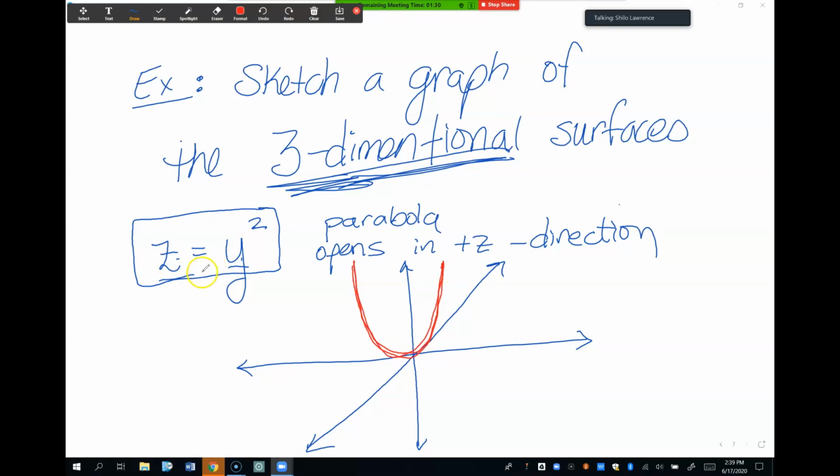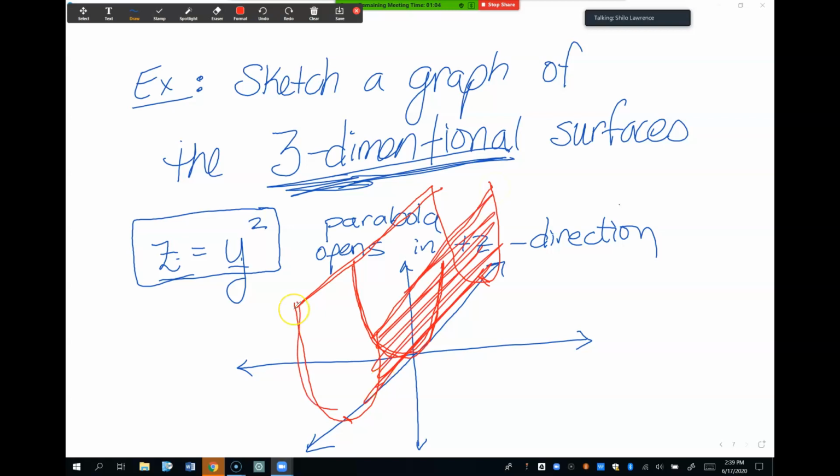Because the X is missing, what that means is this shape gets repeated forever along the x-axis. So I don't have to put it right there at x equals 0. I can also put it out here at x equals 4. And I can also put it back here at x equals -5. And when you connect these guys, what you get is a half pipe. You see that?